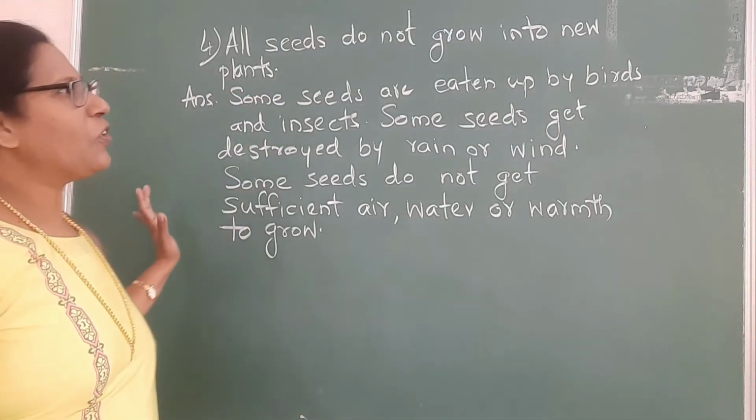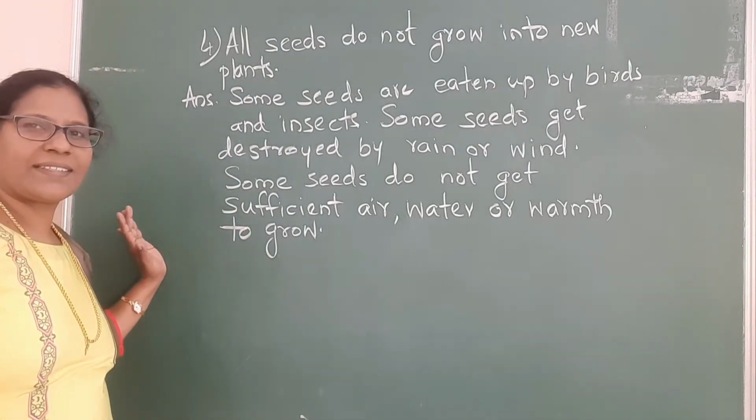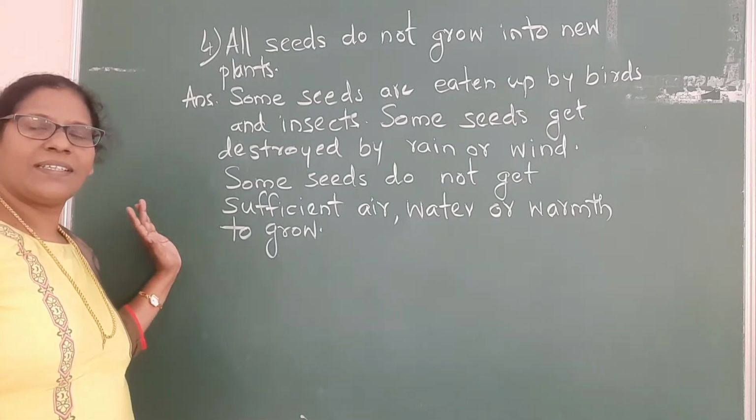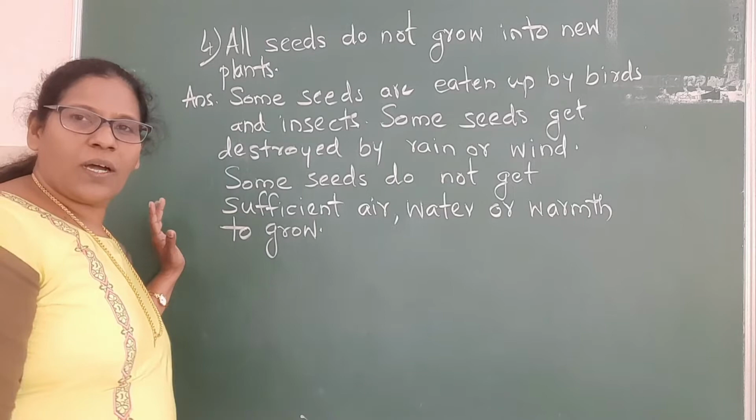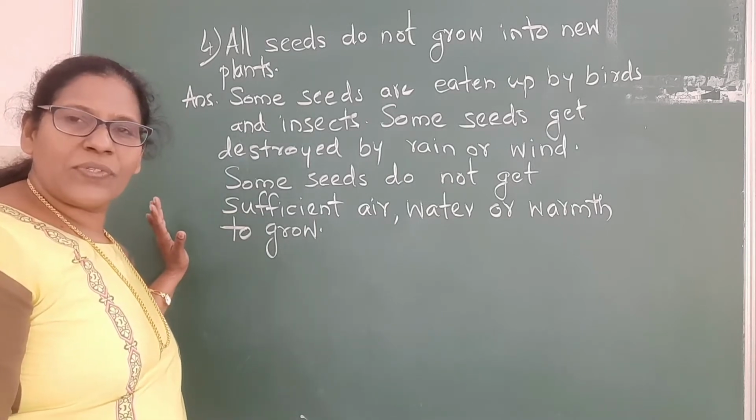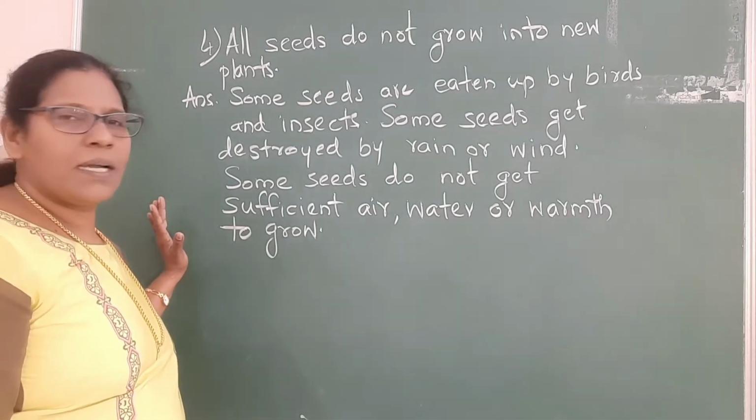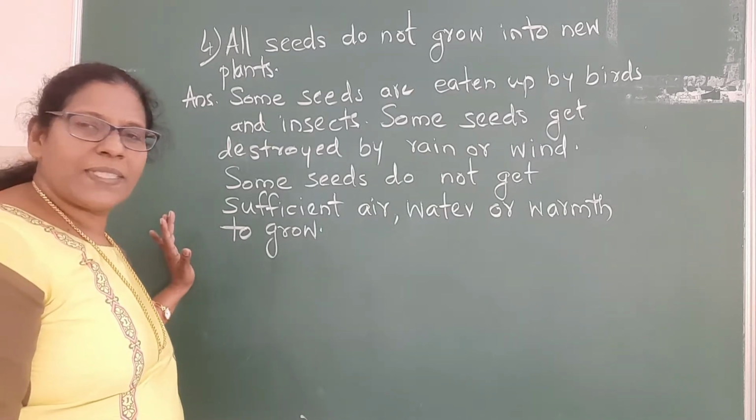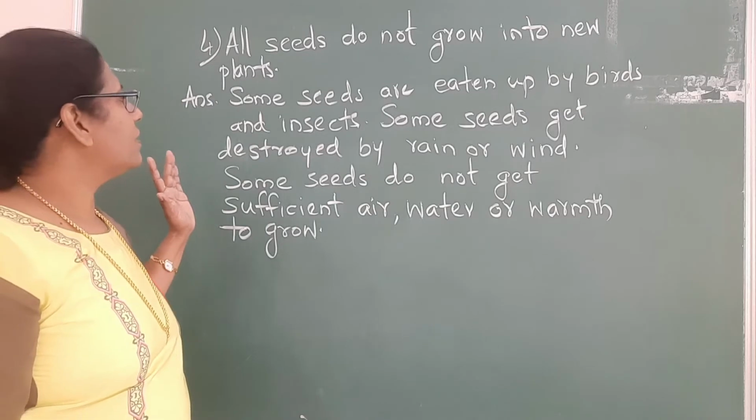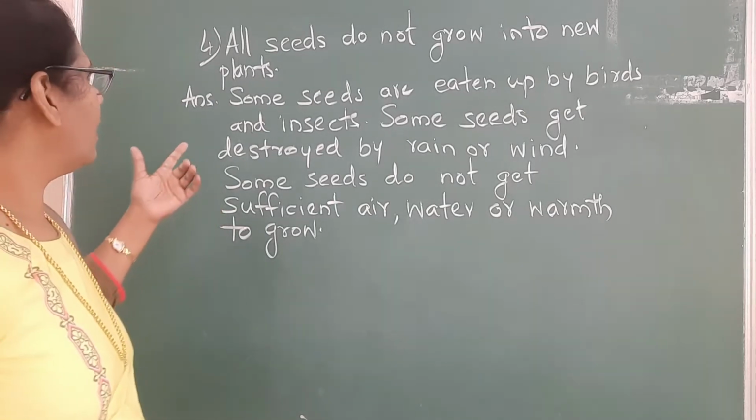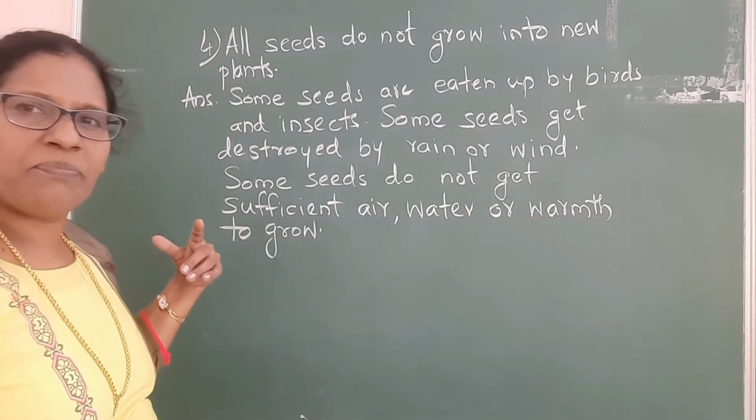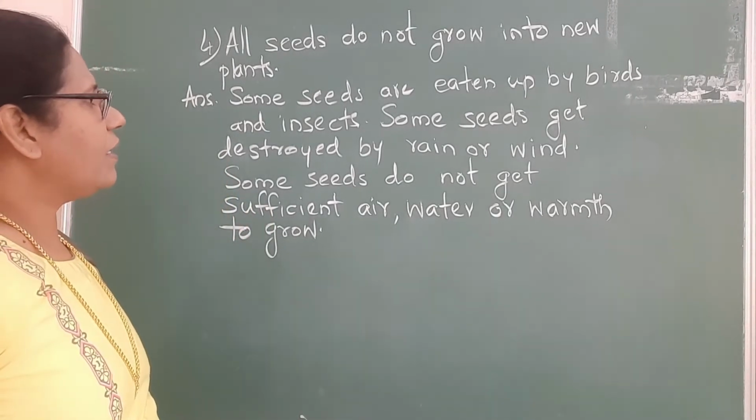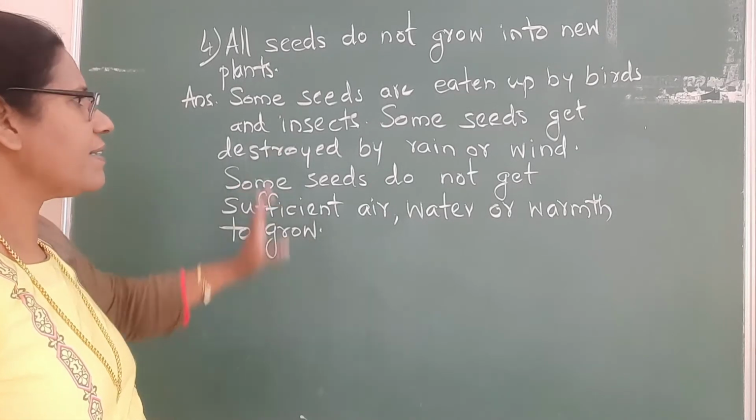All seeds do not grow into new plants. Some seeds are eaten up by birds, like guava. These fruits are eaten by birds. Night bats come and eat the fruits. Then some insects will also eat. Some fruit seeds are eaten up by birds and insects.